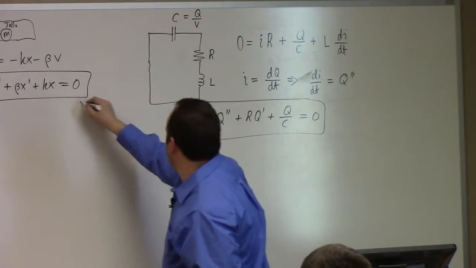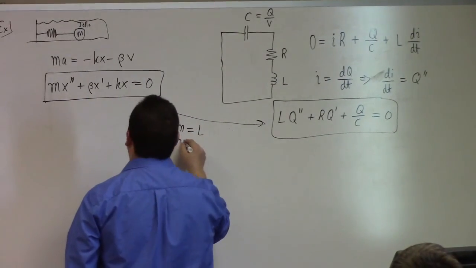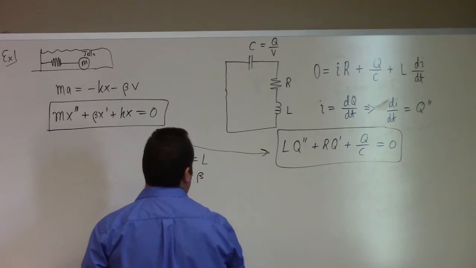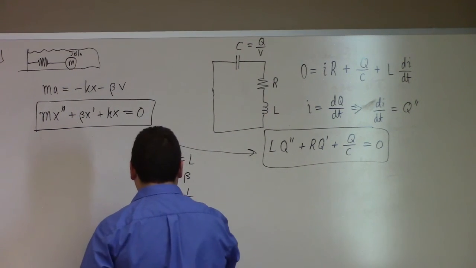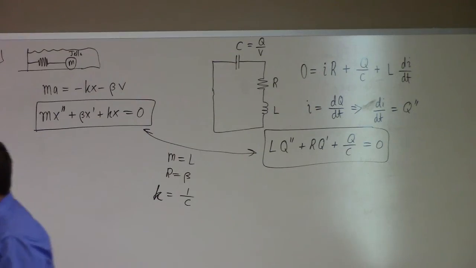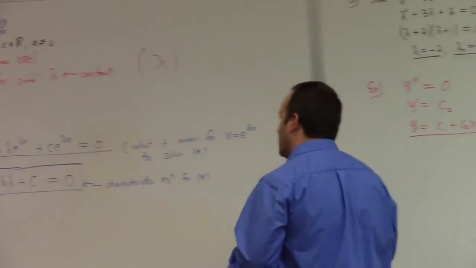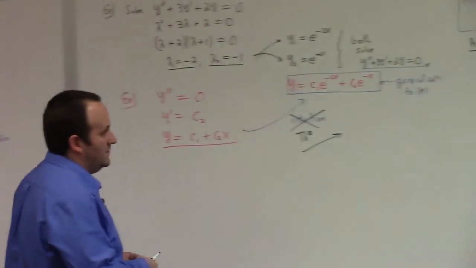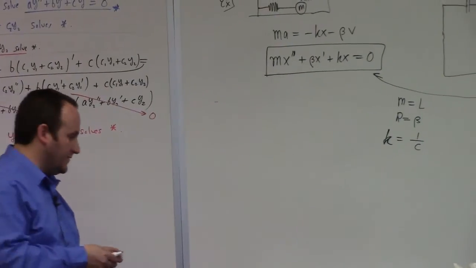So that's in fact the same mathematics. There's a dictionary between the two. Mass is like inductance, resistance is like coefficient of damping, and the spring constant is like 1 over the capacitance. So everything mathematically you learn about springs, you've also learned about RLC circuits. There's more, of course. These are central applications.